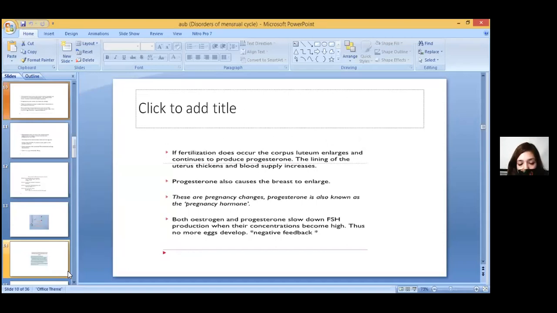Once both estrogen and progesterone are at peak level, FSH and LH production decreases. That is called negative feedback. So no further eggs are formed.